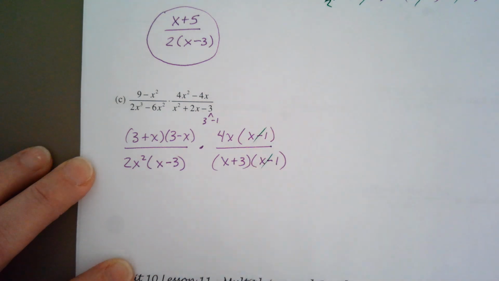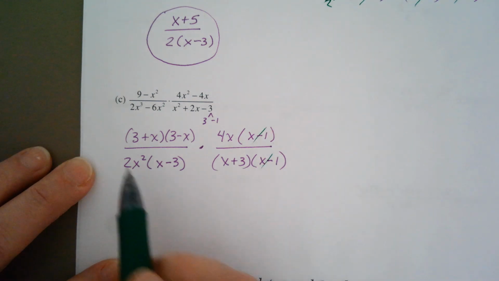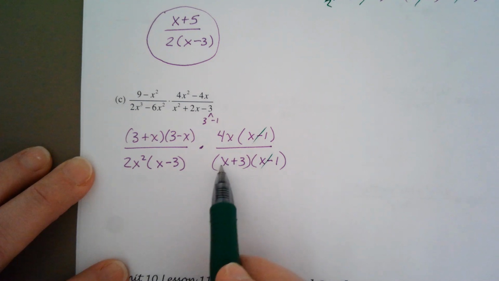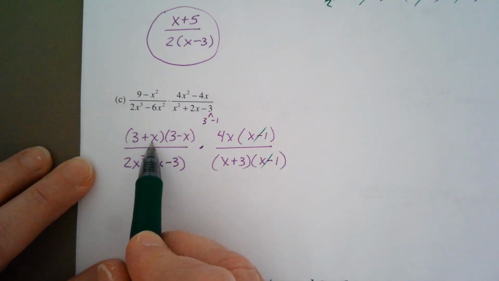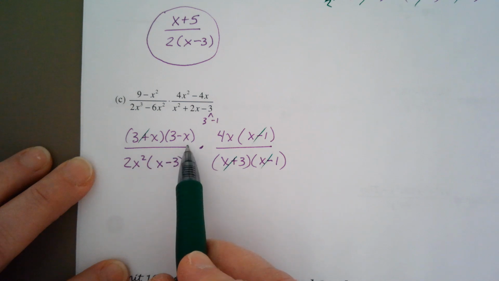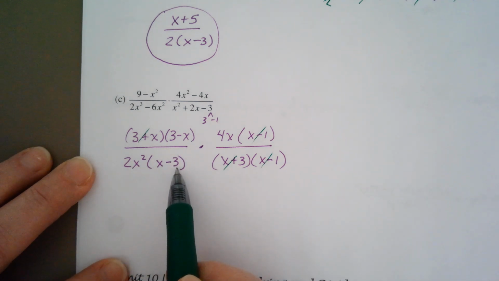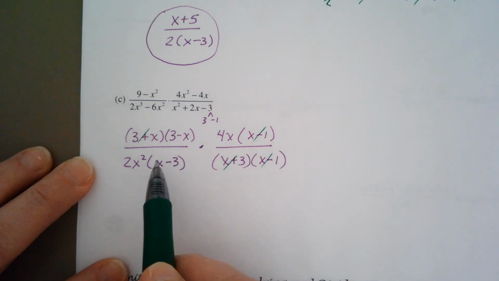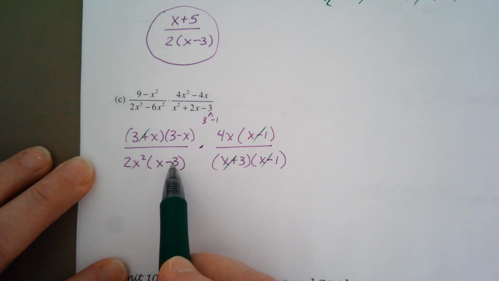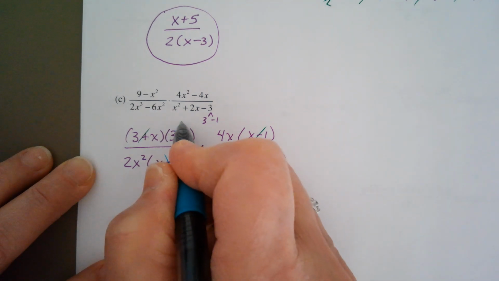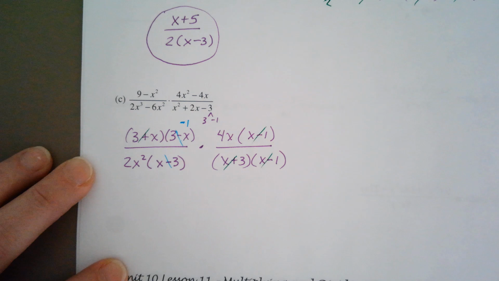The x minus 1's divide out. 3 plus x and x plus 3 are exactly the same, just written in a different order. Positive x, positive 3, positive x, positive 3. They divide out. Now, the 3 minus x and the x minus 3 are opposites. Positive 3, negative x, negative 3. So these are opposites. They are going to divide out, but I'm going to replace with a negative 1.